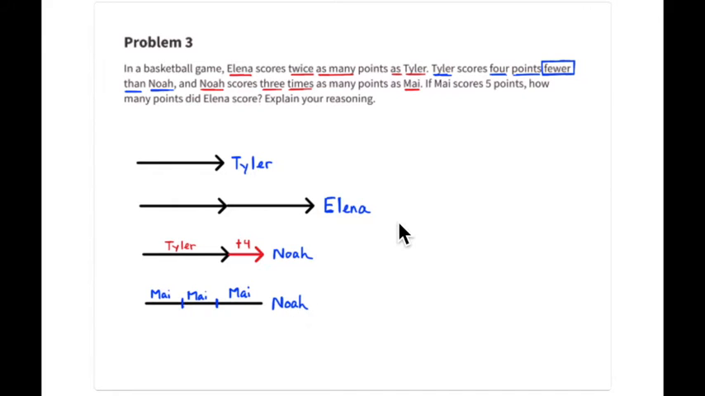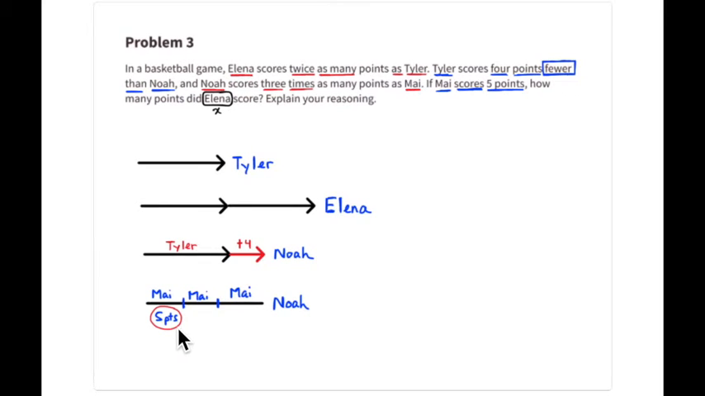And finally, they tell you that Noah scored 3 times as many points as May. So here's May. So Noah's the same length up here, but Noah scored 3 times as many points as May. And finally, they tell you how many points May scored. That's the key to solving the problem. They have to give you the number of points that at least somebody scored. So May scored 5 points.